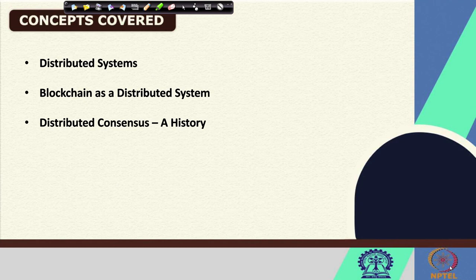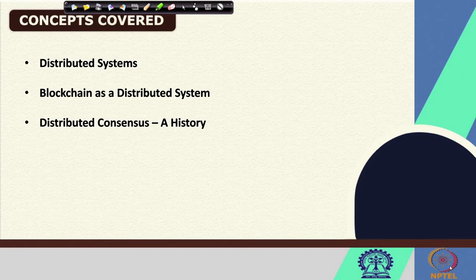We are going to talk briefly about the nature of distributed systems and the idea of distributed systems that are borrowed in blockchain. Then we will try to see blockchain as a distributed system, how this blockchain borrows the concept from distributed systems and builds up an architecture out of it.